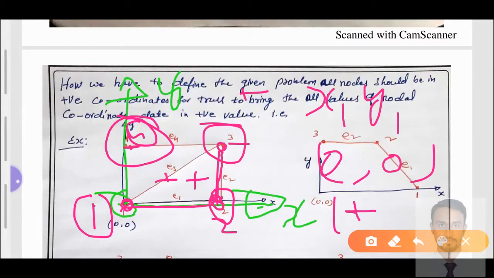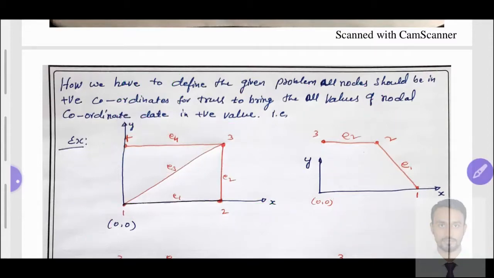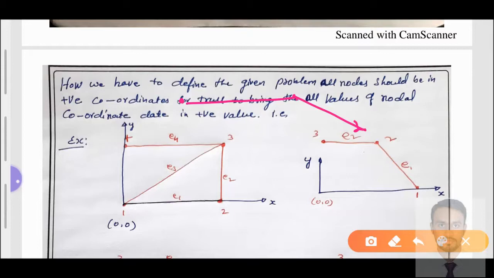So all the nodal values come in a positive axis. Likewise, I'll take the next truss element. We have another truss element. This is one more truss element that I will give you to solve as a problem. So here, how can we identify which is the first node I need to take?